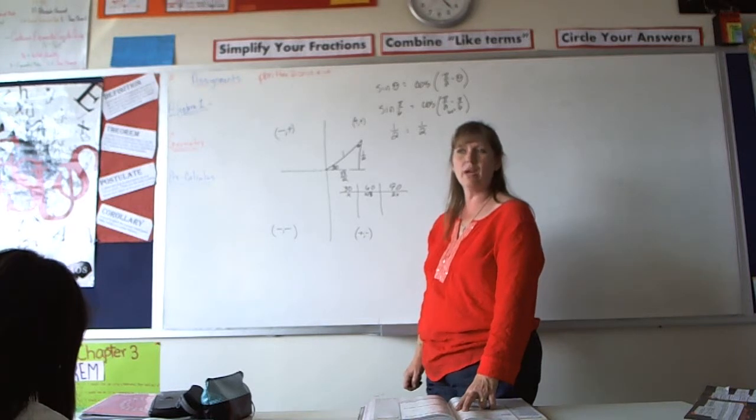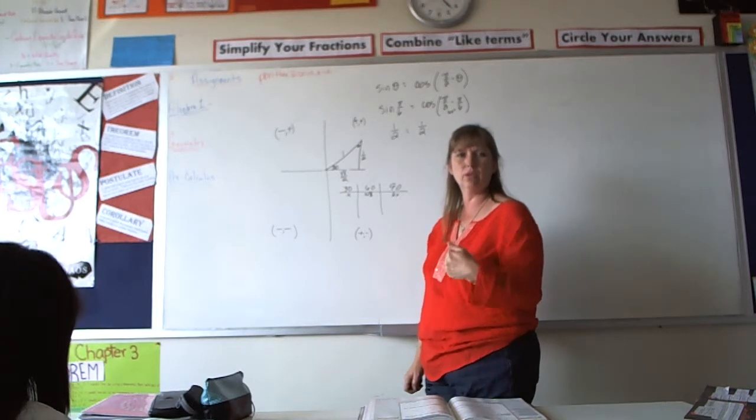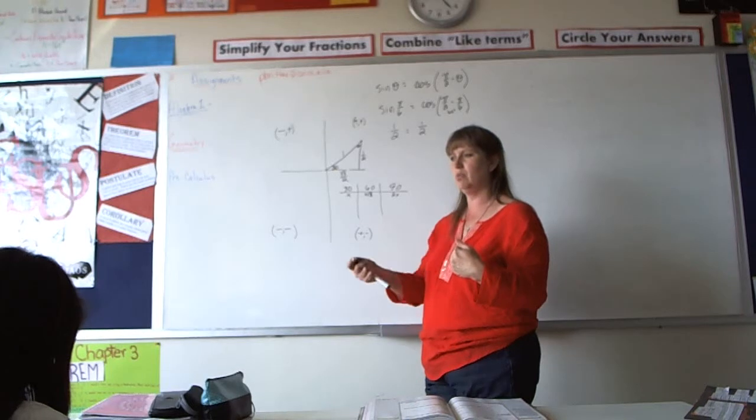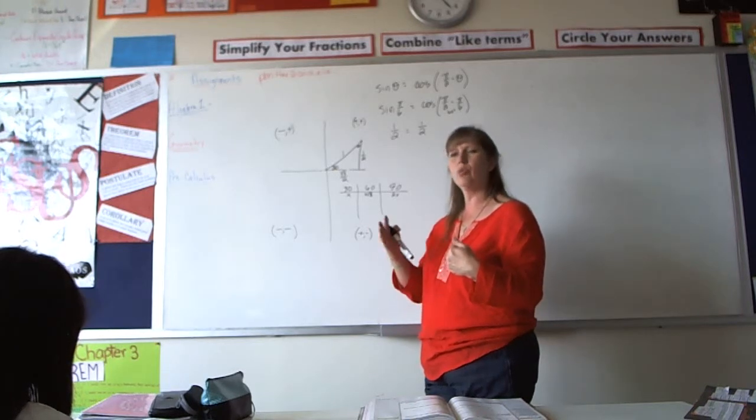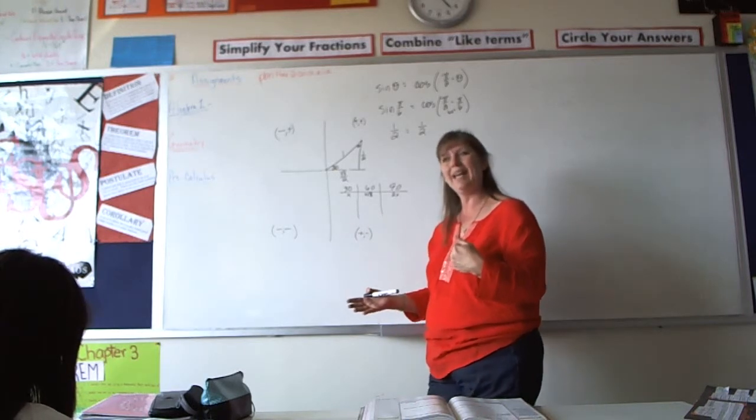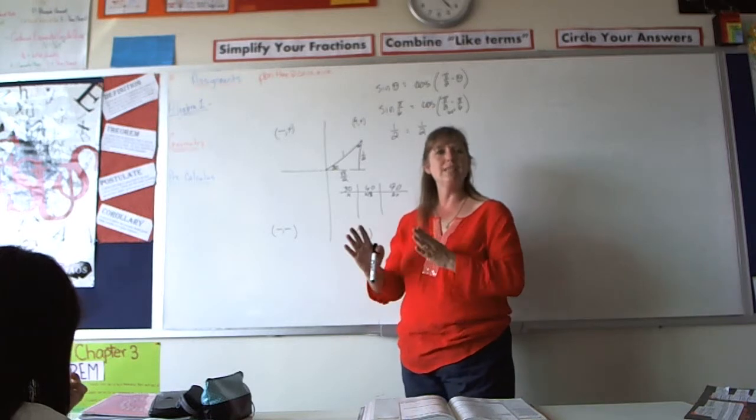So whatever you're given for one function, you can take its cofunction, subtract from 90 degrees and use that angle. And they will have the same values.